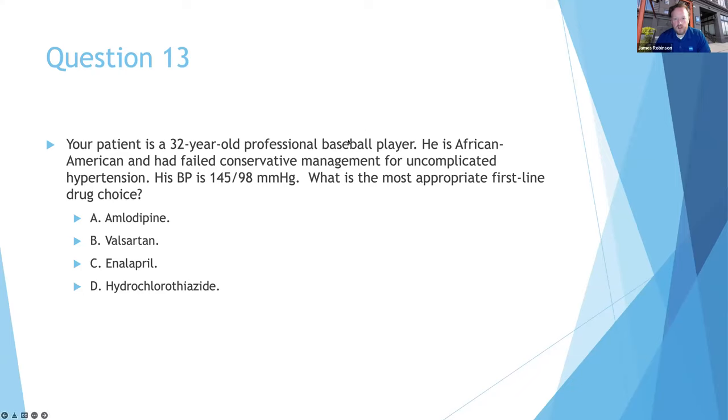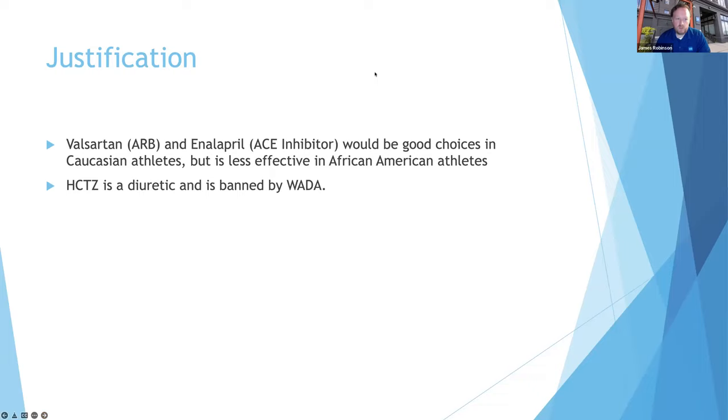Okay, so the majority of people chose amlodipine, but a little mixture of the other ones. The correct answer is amlodipine. Valsartan is an ARB, enalapril an ACE inhibitor. They would be good choices in Caucasian athletes, but we know from studies that ARBs and ACEs are less effective in African Americans. And HCTZ is a diuretic, which is banned by WADA. So you're not going to want to put your professional baseball player on that because it may cause him to fail a drug test. So that's why amlodipine is the best answer there. Questions about that one?